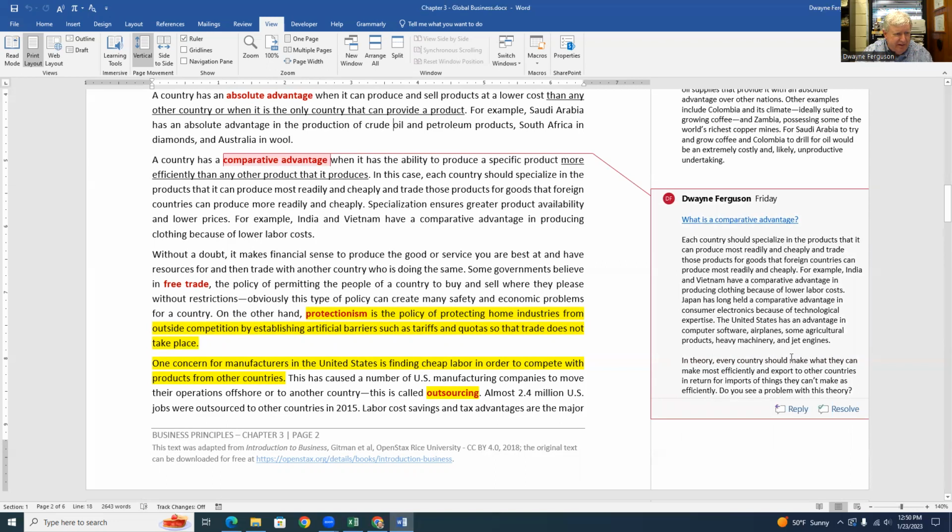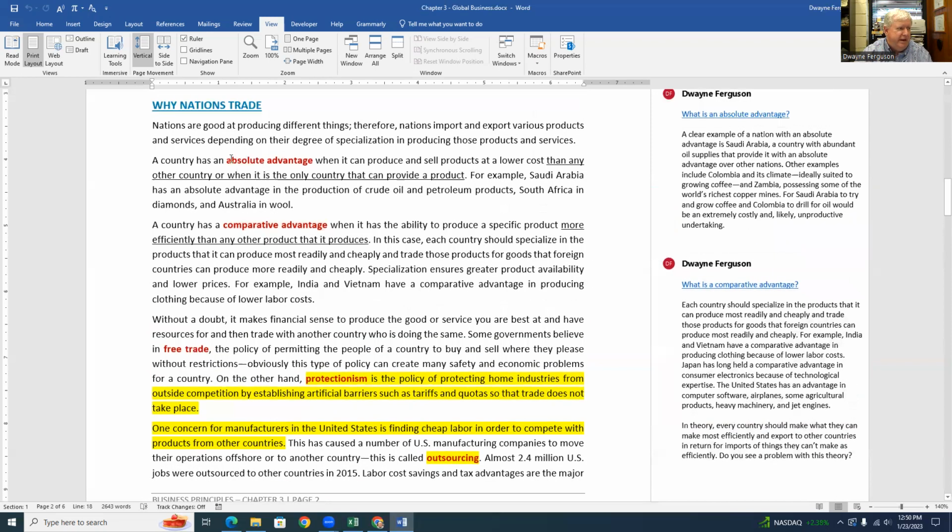So here we go. It says the United States has an advantage in computer software, airplanes, some agricultural products, heavy machinery, jet engines. I mean, we have some comparative advantages. For example, India and Vietnam have a comparative advantage in producing clothing because of low labor costs. Now, you might say, well, what about human rights problems in some of those countries? I totally understand. But anyway, you just need to know the difference here. Absolute is when you can produce it better than any other country. Comparative is when you can produce something more efficiently than any other product that you can make in your own country.